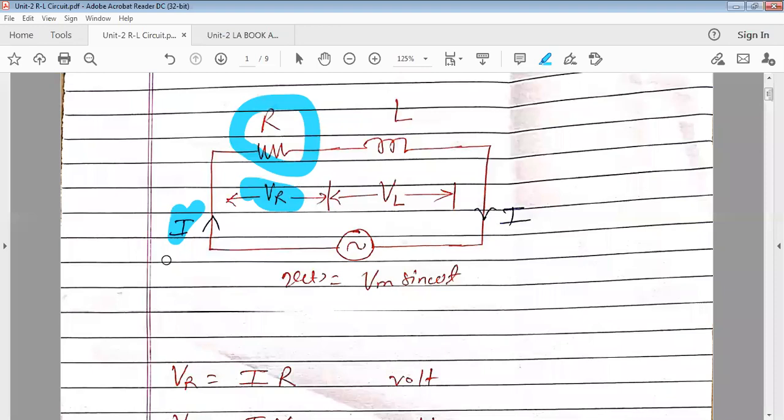No phase difference is there between I and VR. Next one, you tell me what will be the phase difference between I and VL? 90 degree, right. In an inductor, does current lead or lag? Current lags. Correct. Current lags voltage by 90 degree. Nothing but we can say voltage leads current by 90 degree, isn't it?